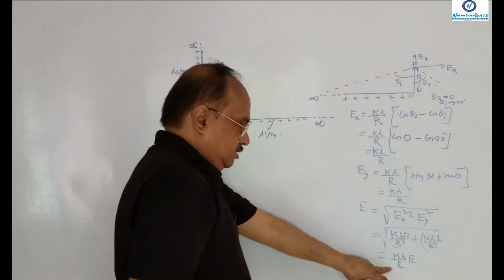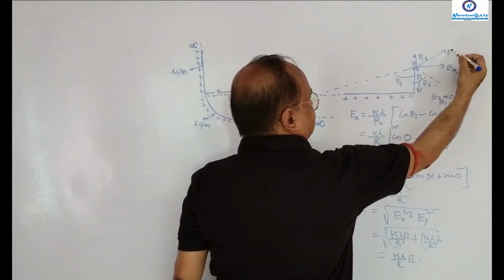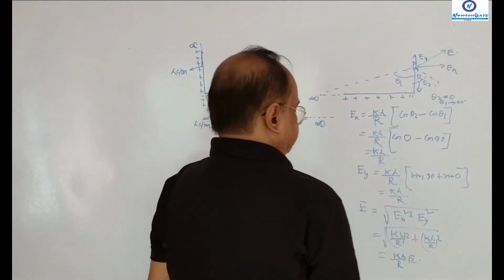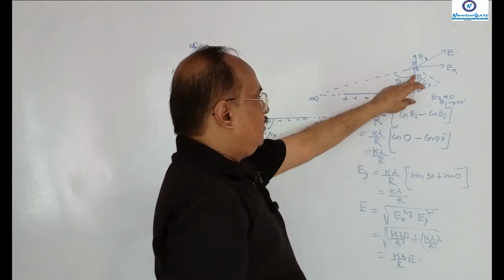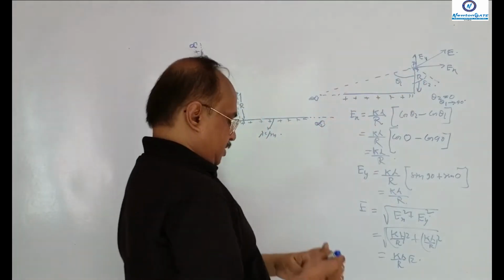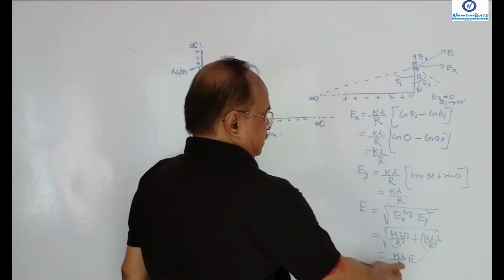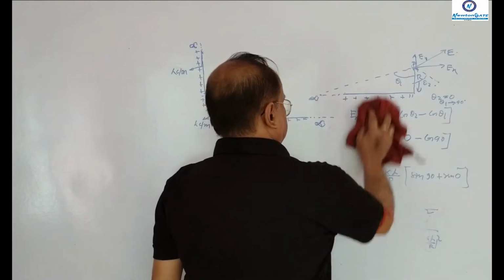Just please remember this value, and the resultant will be in this direction, for a semi-infinite long wire at this point P, where the perpendicular distance is r from that semi-infinite long wire. So if I erase this, I will have this result, k lambda by r root 2. Remember it.